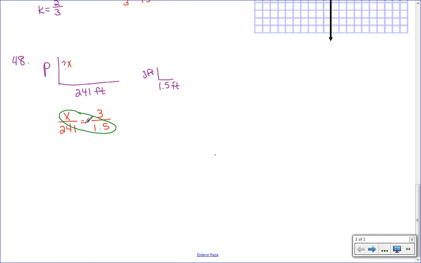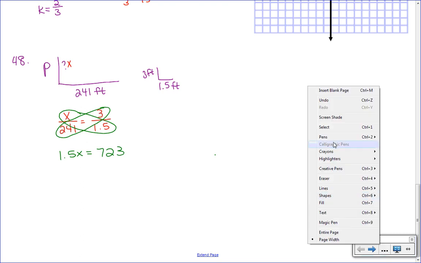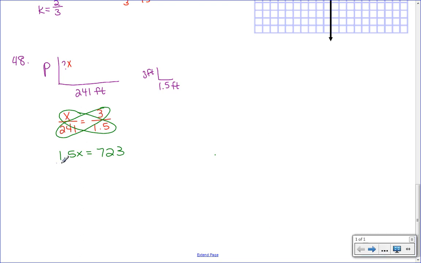Okay, and we'll use cross products to solve. So cross multiply here, this is 1.5x. And then cross multiply here, 3 times 241 is 723. And then to solve for x, we want to divide both sides by 1.5. So we should be getting x is equal to 482. And because we were looking for the height and all of our units are in feet, this is 482 feet.